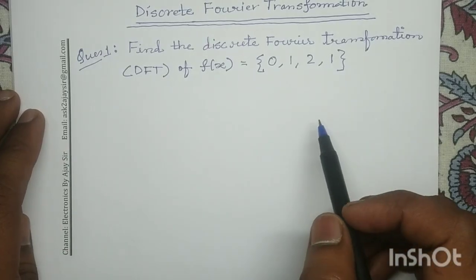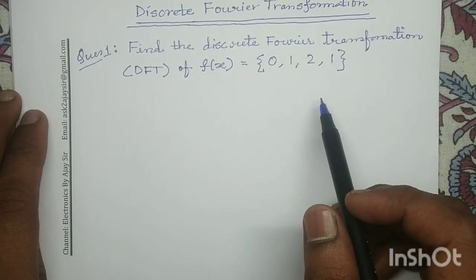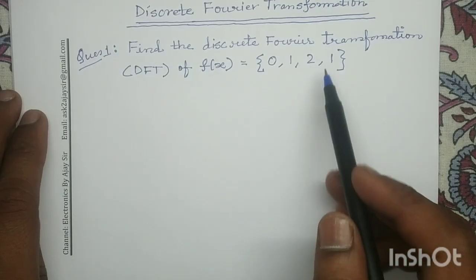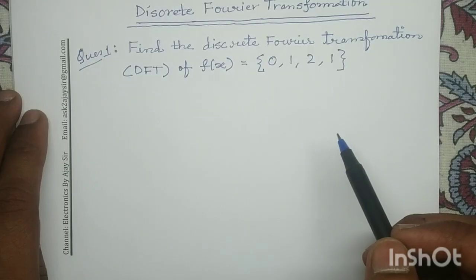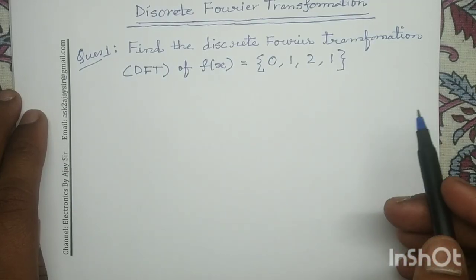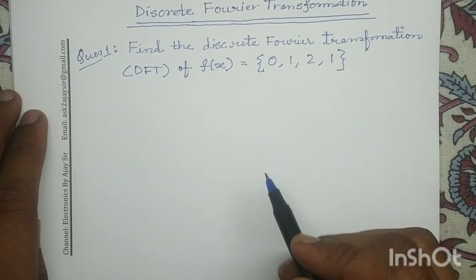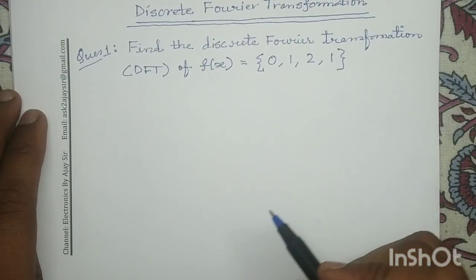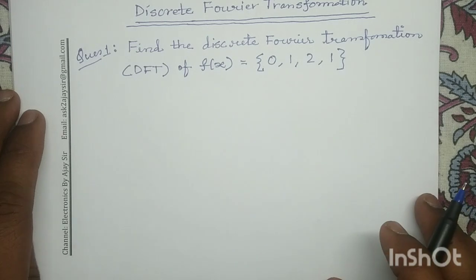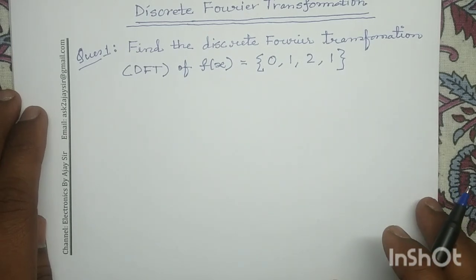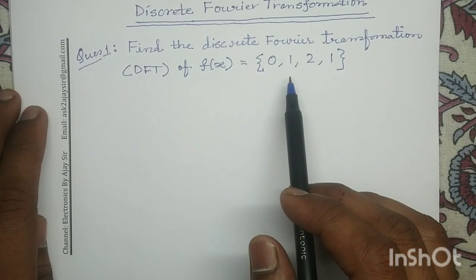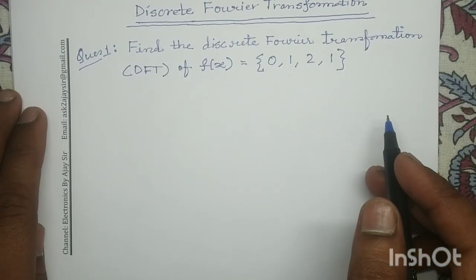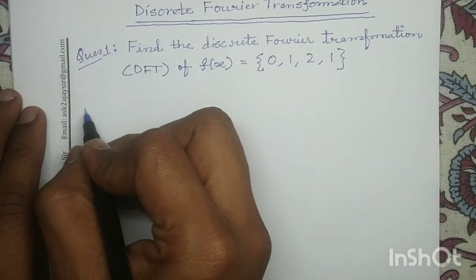So look at this question. In this question, a one-dimensional input signal is given to us, that is f of x equals 0, 1, 2, 1, and we have to compute its discrete Fourier transformation. This question can be solved in two ways. One is called the conventional method, and the other is called the Tudor matrix format. In this video lecture, we will cover the conventional method to obtain the discrete Fourier transformation for this given input signal.